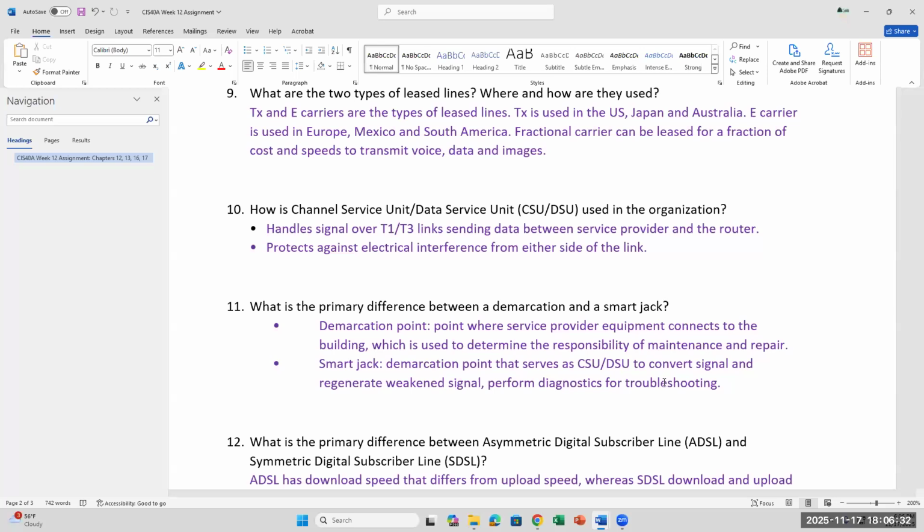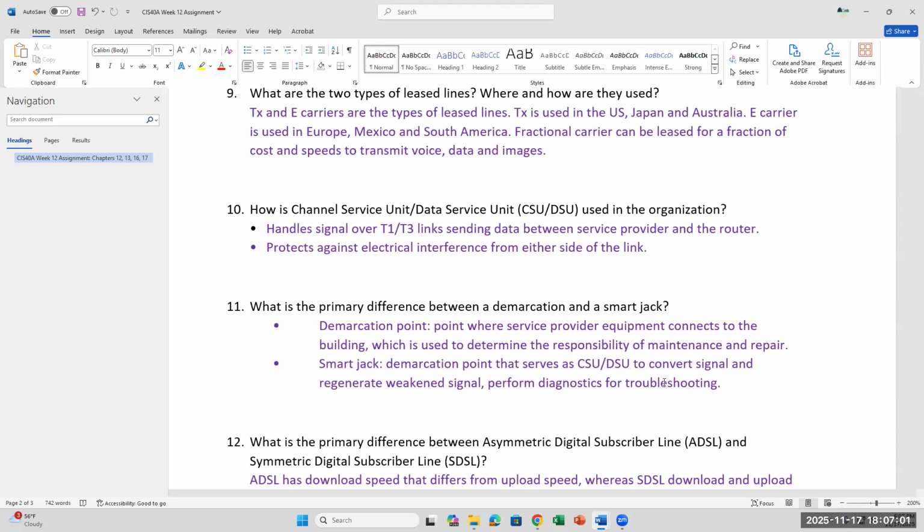So you would have fiber termination at the demarcation. And then your smart jack is also a demarcation, but it uses your CSU and a DSU. Why this? As you answered the last one, it would help with interference. It reduces the interference, so it converts the signal and regenerates it. So it has a repeater capability, right?